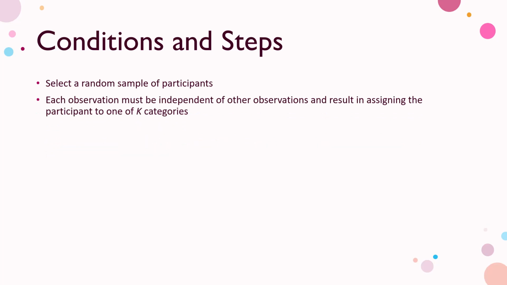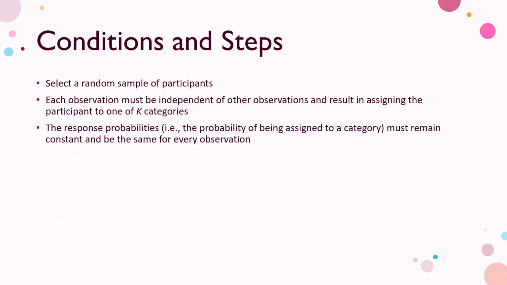As we've discussed before, those categories need to be mutually exclusive. You can only put an individual into one category, and they must be exhaustive. That is, they represent all the categories in which you can place the units you are observing. The response probabilities, the probability of being assigned to a category, must remain constant and be the same for every observation, which will be the case if we randomly sample from our population.